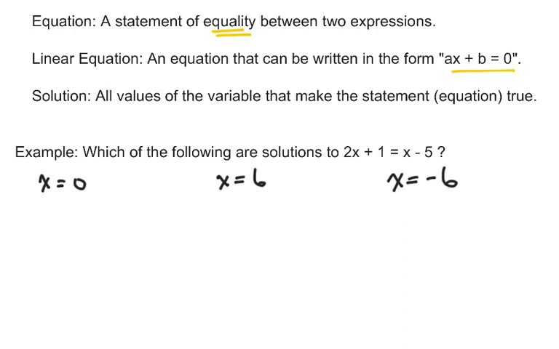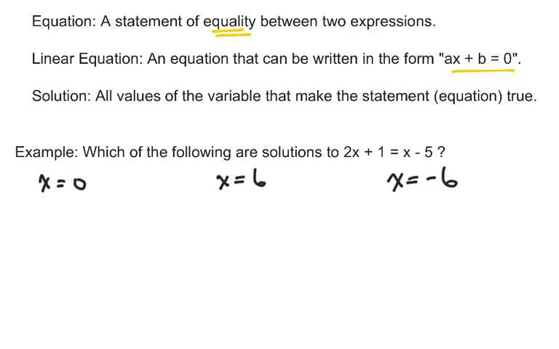Now when it comes to a solution, and this is a very general definition of a solution that doesn't just work for linear equations, but maybe absolute value equations or polynomial equations, a solution is all values of the variable that make the statement true, that make the equation true, that make the left side equal to the right side. Now there might be only one solution, or there might be many solutions, but a solution just makes the statement, the equation, true.